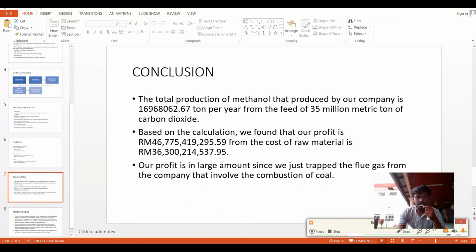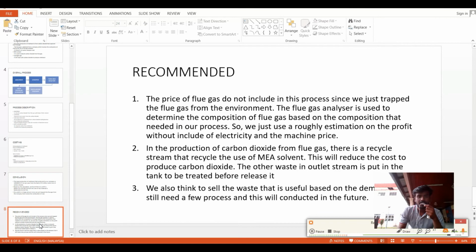So we just continue. As for recommendation, the price of flue gas is not included in this process since we just trapped the flue gas from the environment. So the flue gas analysis is used to determine the composition of flue gas based on the composition needed in our process. So we just use a rough estimation of the profit without including electricity and the machine price.